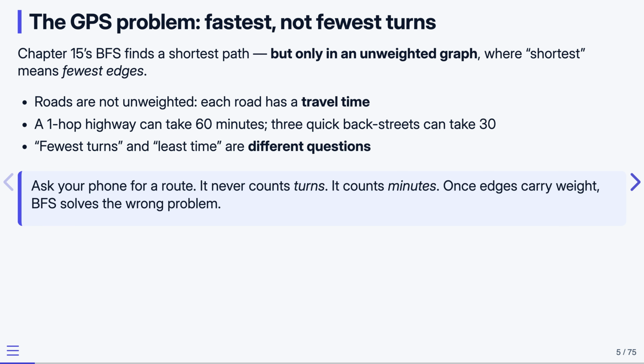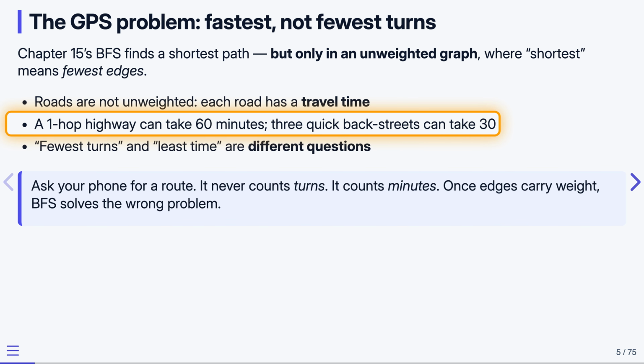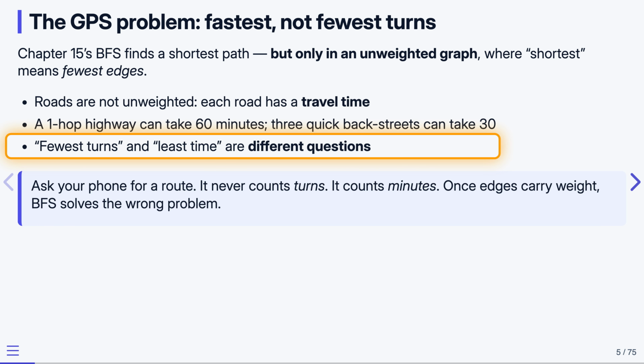Let's start with the GPS problem. Chapter 15's breadth first search finds a shortest path, but only in an unweighted graph. There, shortest means fewest edges. Real roads are not unweighted. Each road carries a travel time. A one-hop highway can take 60 minutes. Three quick back streets can take only 30. So fewest turns and least time are different questions.